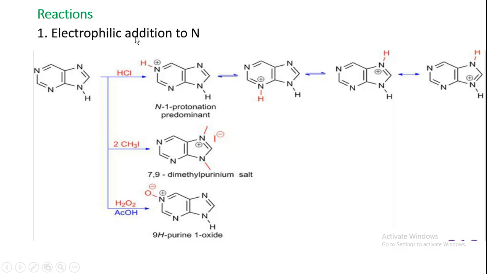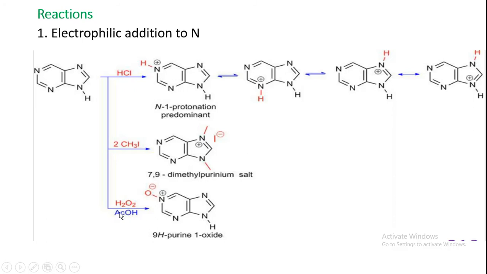Next reaction, electrophilic addition reaction to nitrogen. You see purine with HCl will give a tautomerized product. The hydrogen will attack the nitrogen first in this position, then tautomerize to the next nitrogen, so the hydrogen will shift from one nitrogen to another. N1 protonation is predominant, so remember N1, in this position, protonation is the predominant product. Then alkylation with CH3I, so CH3 groups attach to this nitrogen and this nitrogen, and 7,9-dimethylpurinium iodide salt will be formed.